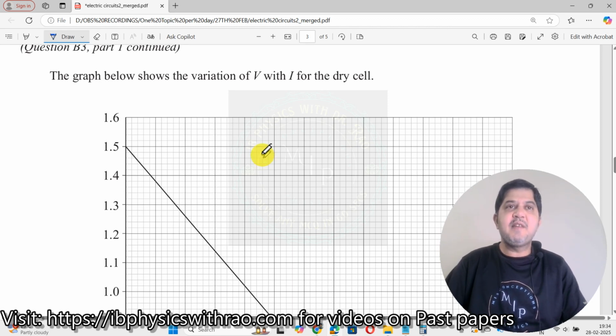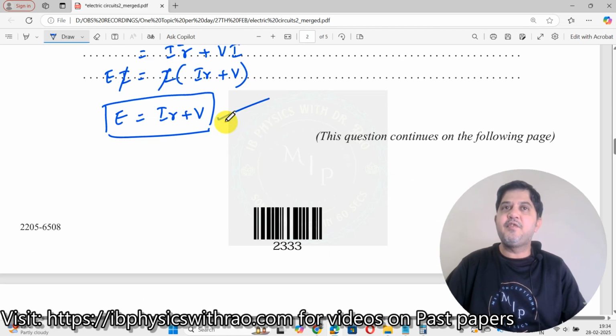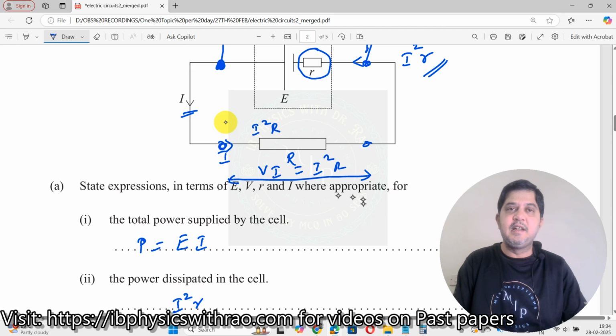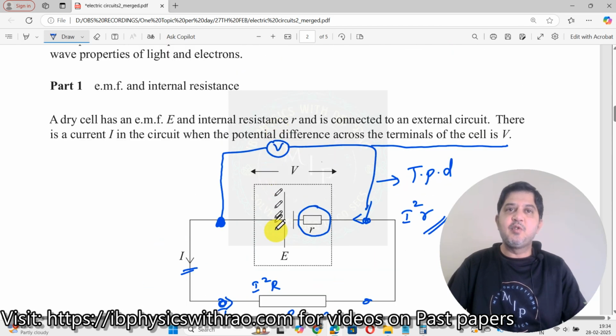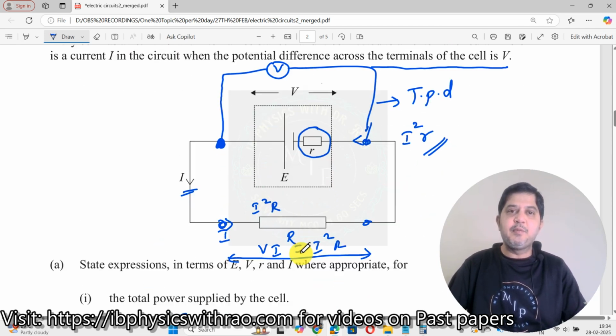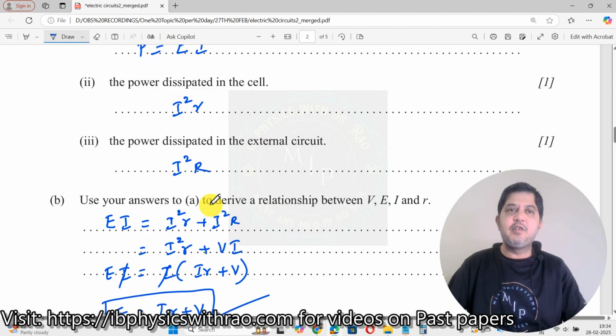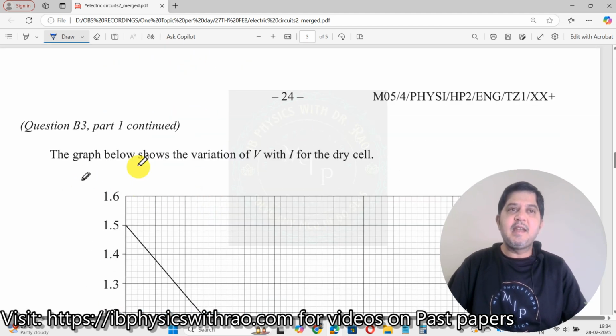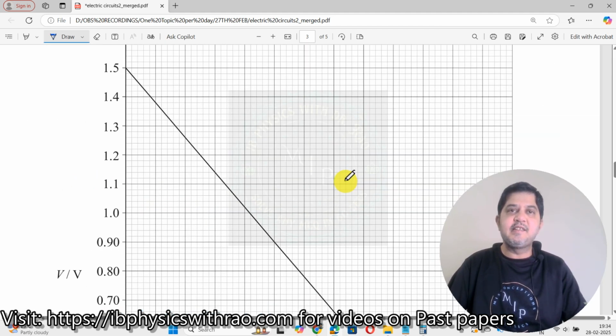Next, the graph shows below the variation of V with I for the dry cell. Remember, this is not a VI graph for the resistance over here. This is not for this. It is about the VI graph for the cell over here. So what is happening inside the cell? We are going to connect a voltmeter here. We are going to put an ammeter somewhere and then going to do it. Now, the graph shows the variation of V with I for the dry cell.